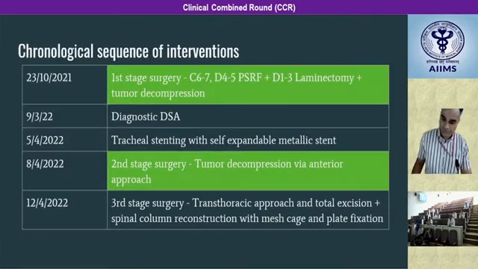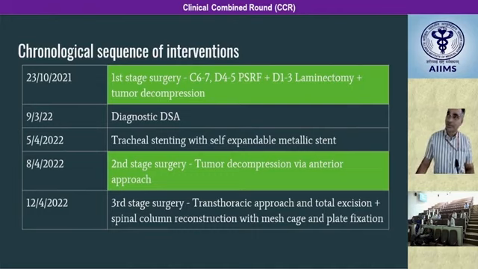So this was the chronological sequence of interventions that we planned. The procedures highlighted in green were the initial procedures that we thought would be sufficient for the patient. The first surgery planned was a posterior approach and decompression of the lesion by doing laminectomy of D1 to D3 and putting pedicle screws in C6 and C7 and D4 and D5.